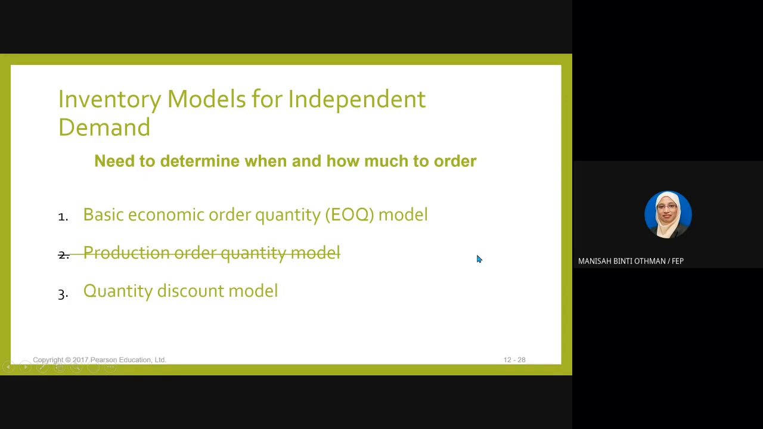So I think that before I proceed to EOQ and the quantity discount model, we take a break for about 5 to 10 minutes. Okay, right? So I will continue at 10, 5 minutes. All right, we take a break.